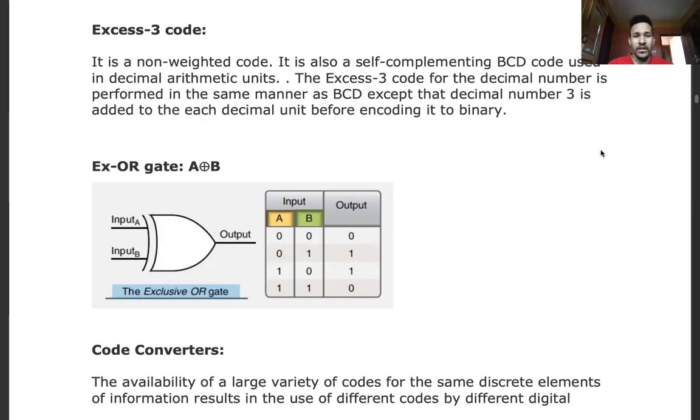Suppose we have the decimal 2, right? Now its binary is 0010. Now in terms of excess-3 code, we have to add 3. That gives me 5, and the corresponding binary number of the 5 is exactly the excess-3 code.